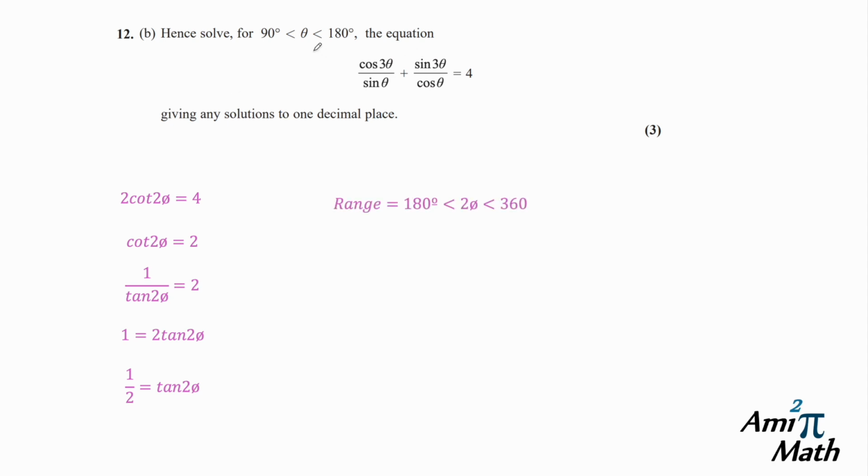So you multiply everything by 2, you get 180 less than 2 theta less than 360. And then tan inverse half will give you the value of 2 theta being 26.565, which is not in range. Then we add 180 to our tan values, and the next value you get is 206.565. If we add 180 again, we'll get something like 386, which is way out of the range. So we stop here, and this is our value of 2 theta. To get theta on its own, we just divide it by 2, and we get 103.2825. And to one decimal place, this is 103.3.